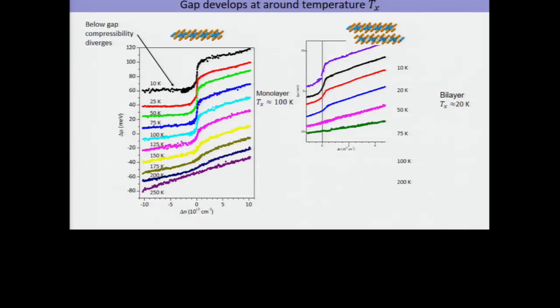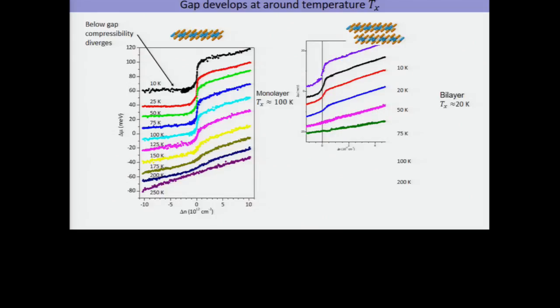And below, remember I said the critical temperature in a monolayer is 100 Kelvin. Below 100 Kelvin, this anomaly becomes a step. Okay? It becomes a very narrow, sharp feature. The chemical potential jumps. And it jumps exactly at this neutrality point where the conductance has this sharp V.